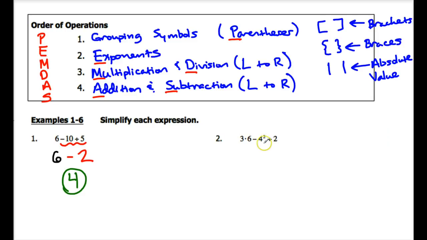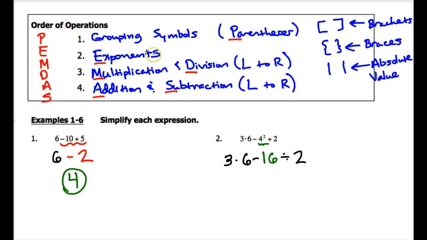Okay, so when you take 4 and you square it, that's like taking 4 times 4, that's going to give you 16. So that's the part I'm going to simplify first. Everything else I'm going to leave alone, but this 4 squared right here is going to become 16. And then everything else I'm going to bring down in the order it's written. 3 times 6 minus 16 divided by 2.